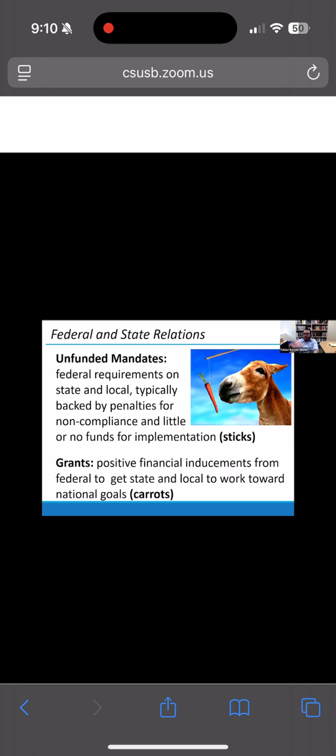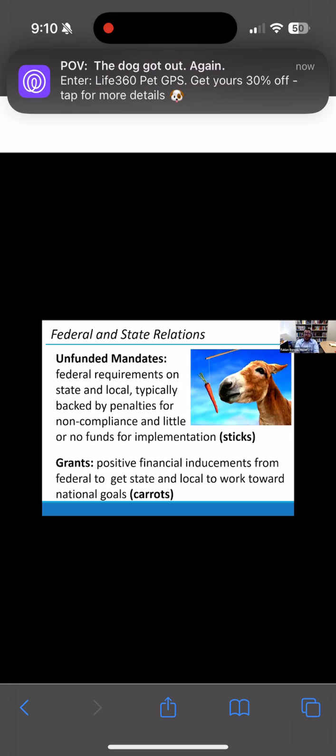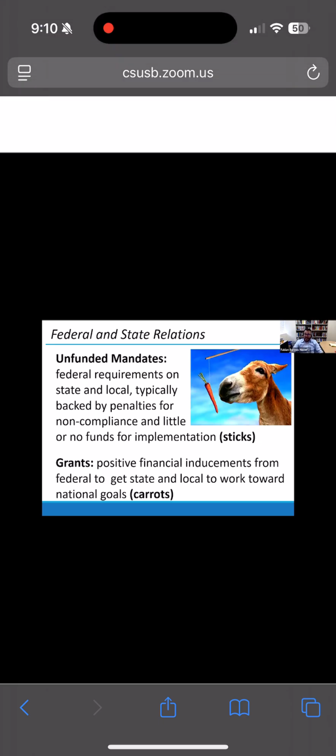But unfunded mandates are the sticks, grants are the carrots, the incentives. The government also can provide positive financial inducements to get state and local governments to work towards the federal government's goals. Remember, the federal government has a ton of resources it collects through taxes. Those resources can be filtered to state and local governments, and they can be used to incentivize state and local governments to do what the federal government wants.